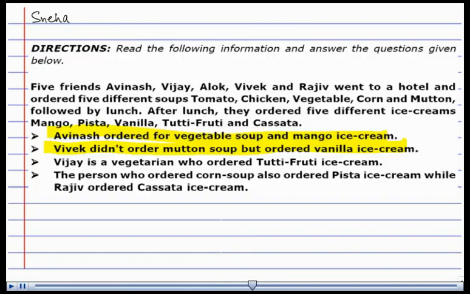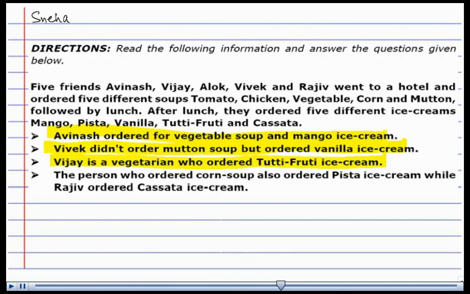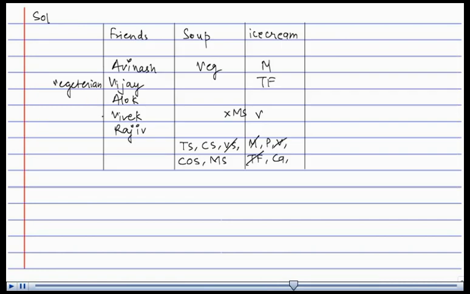Also we have, Vijay is a vegetarian who ordered tutti frutti ice cream. So one thing is for sure, that Vijay is a vegetarian and he ordered tutti frutti ice cream. Now we have the person who ordered corn soup also ordered pista ice cream, while Rajiv ordered cassata ice cream. So Rajiv ordered cassata ice cream, that is CA. So the only remaining ice cream now is pista ice cream, which is ordered by Alok.